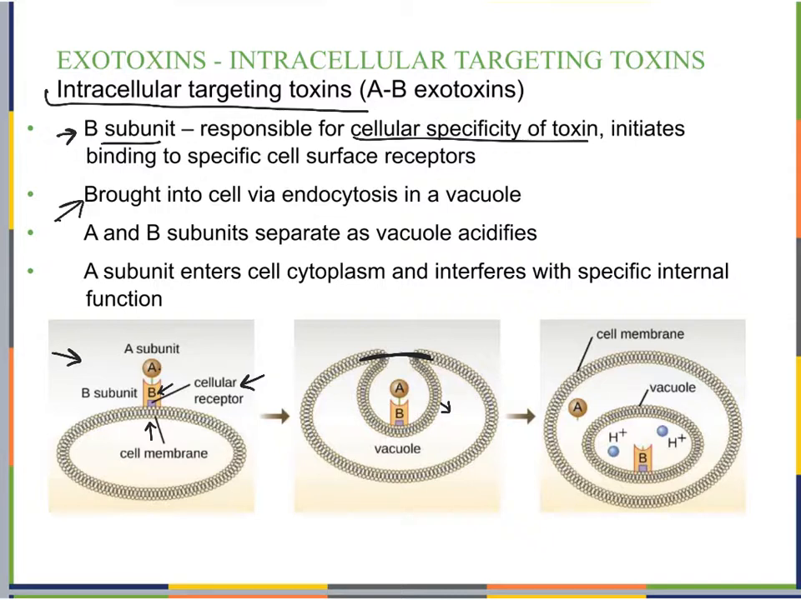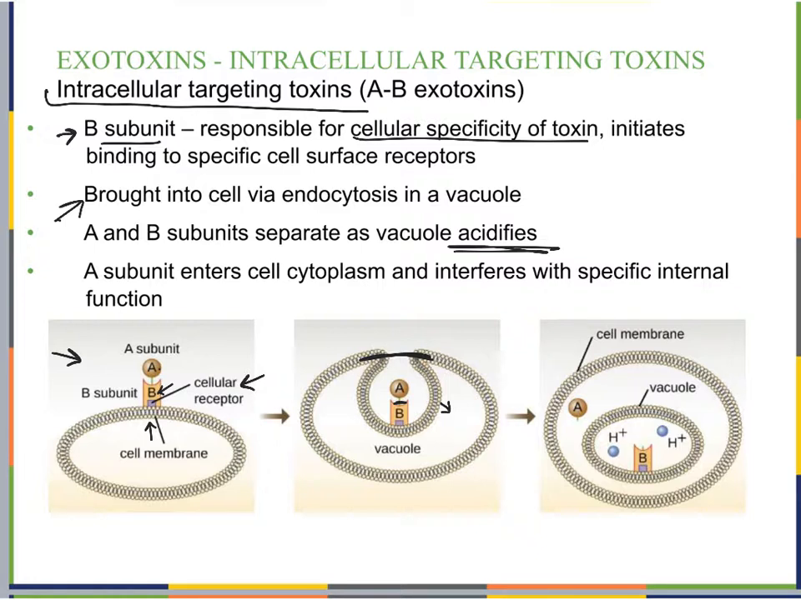Once it is in the vacuole, the A and B subunits are going to separate as that vacuole acidifies. So that's something that happens. This acidification of the vacuole turns it more acidic so that it can start to break down the pathogen or the toxin in this case. As it's acidifying, that is going to break this bond between the A and the B subunits.